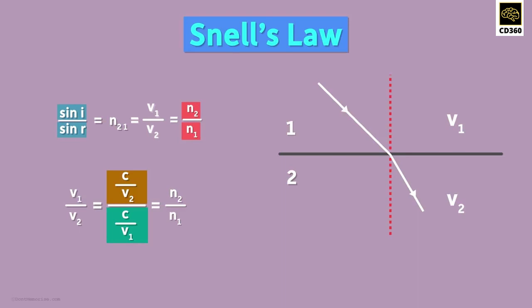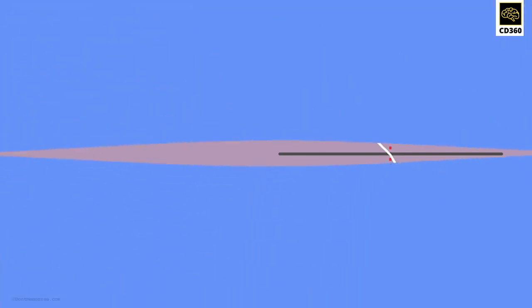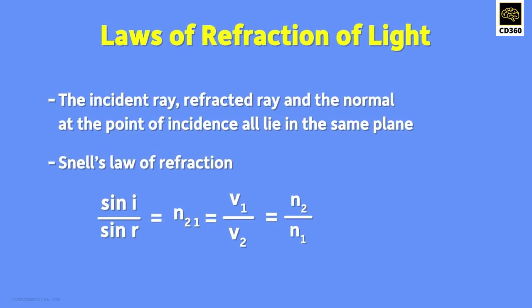Hope you understood this well. Let's move on to a new page. So these were the two laws of refraction of light. In the next lesson, we will solve a simple example based on Snell's law.